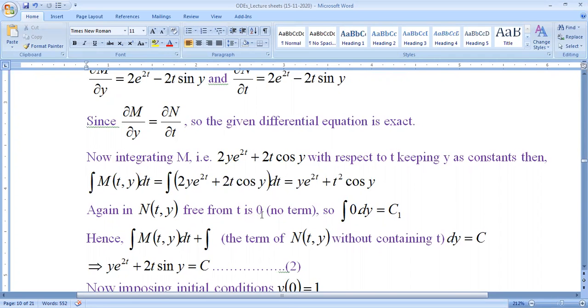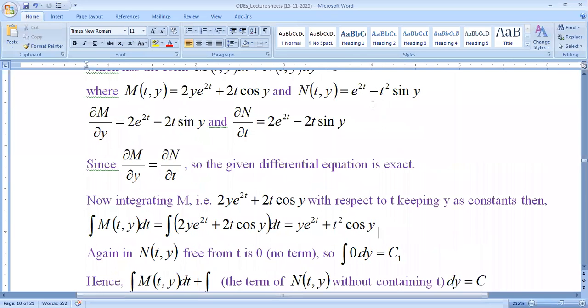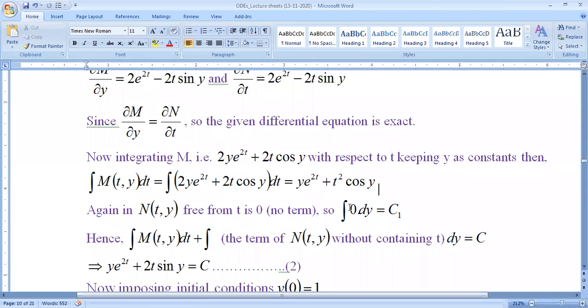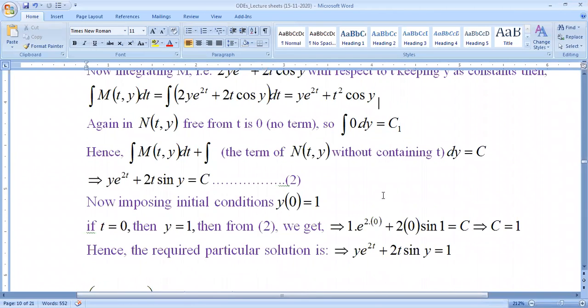Now again, is there any term in N free from t? There is no such term, so only 0, and just a constant c1. So the solution is the integral of M(t,y) dt, taking integration of M with respect to t keeping y as constant, plus the integral of the terms of N not containing t, dy, equals 0. This is the solution of an exact differential equation.